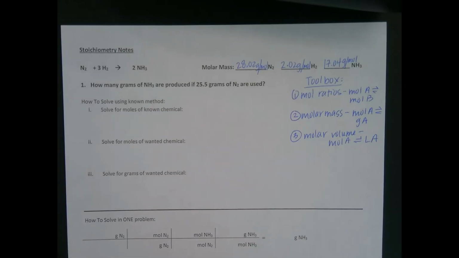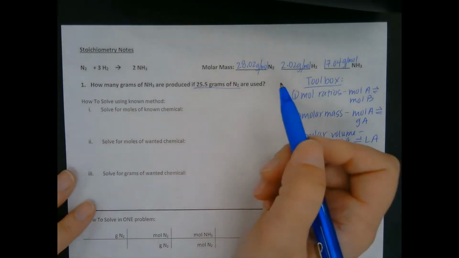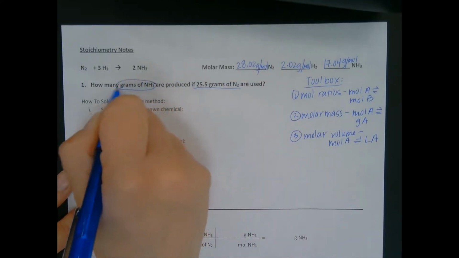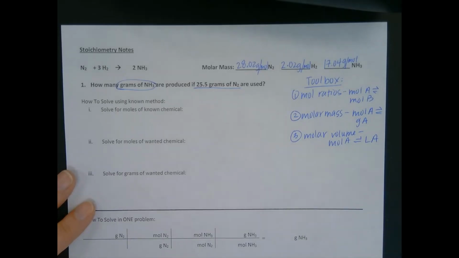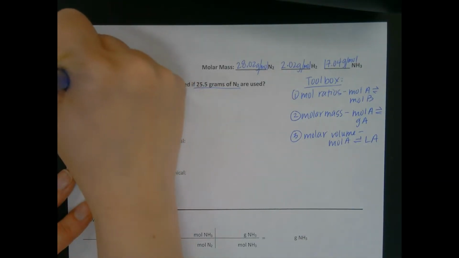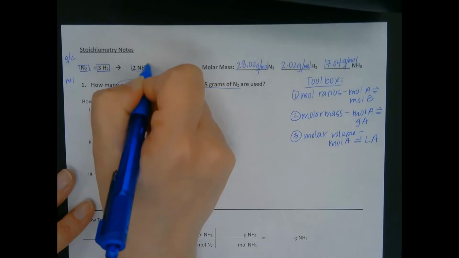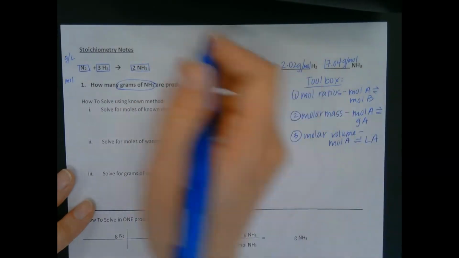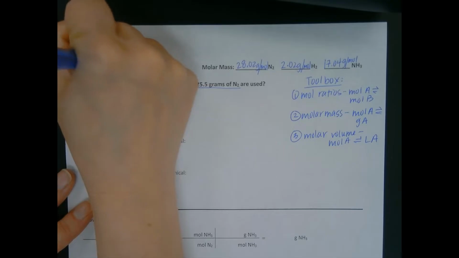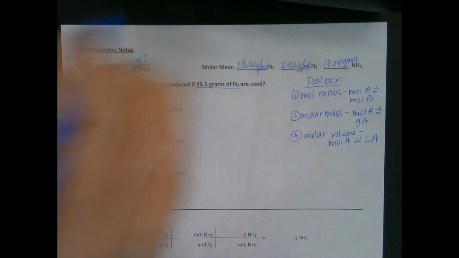Looking at this question: how many grams of NH3 are produced if 25.5 grams of N2 are used? What are you starting with? Perfect. And what are we going to find? Perfect, grams of NH3. So I know I've got grams and liters on the roof, moles on the street. I am going to map this out. We've got all of our houses. So I'm starting with 25.5 grams of N2, and I want to know how many grams of NH3 that makes.